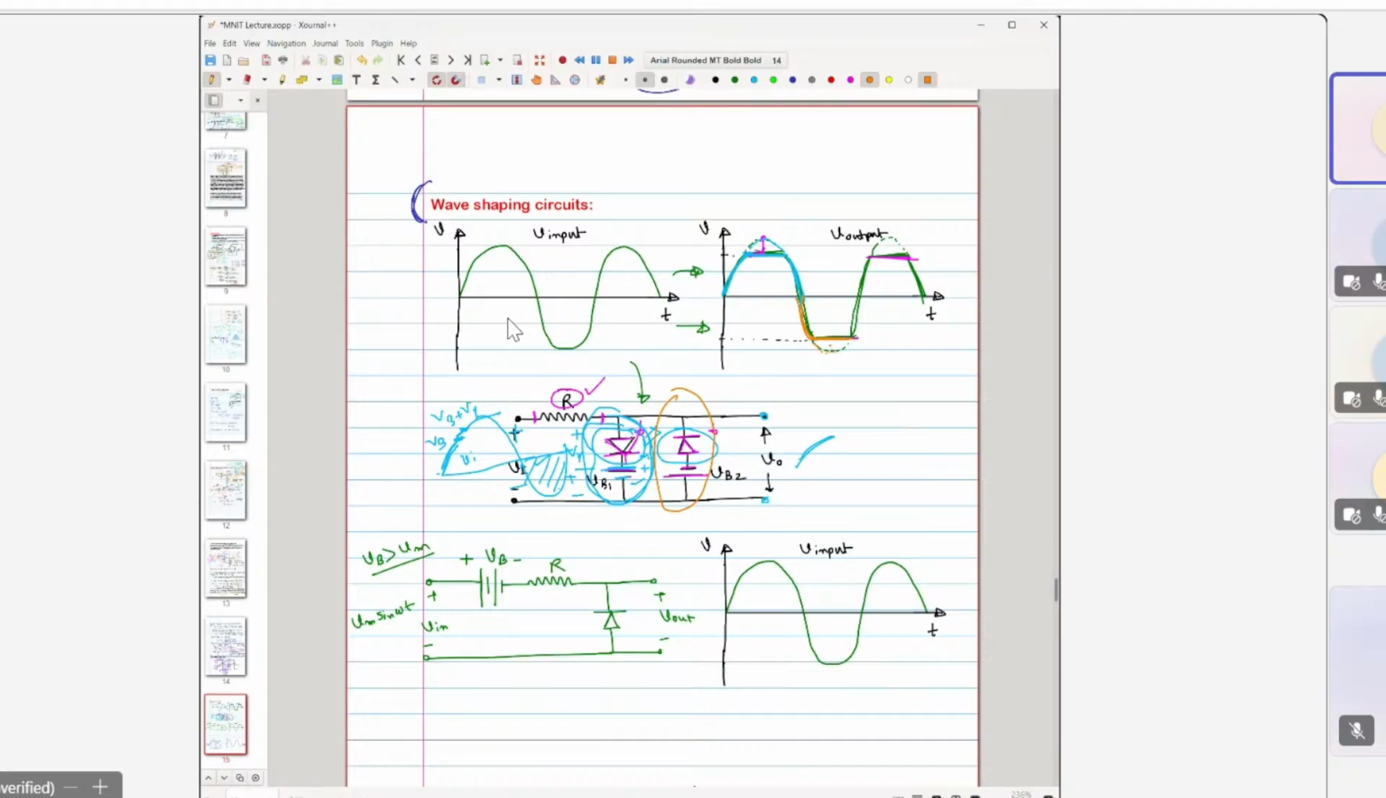But at the same time, this V in is further reducing, right? And when it reduces and goes beyond this, then again it will start following this part. This is how the circuit works, and this is how it will get in operation like this, right? Okay, any question?